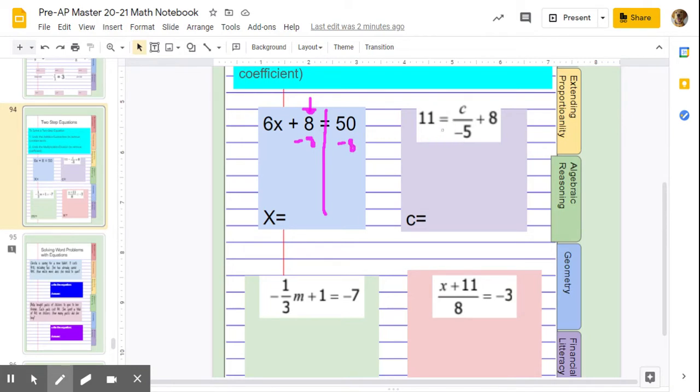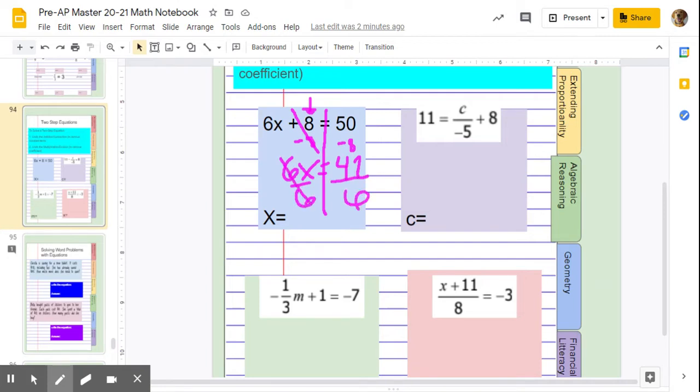If I have positive 8 minus 8, that equals 0. So on this side, I have 6x left over. And then 50 minus 8 is 42. So now we have that 6x is equal to 42. Now we can worry about this 6. Right now, 6 is being multiplied by x. To undo multiplication, we use division. So we're going to divide by 6 on both sides.